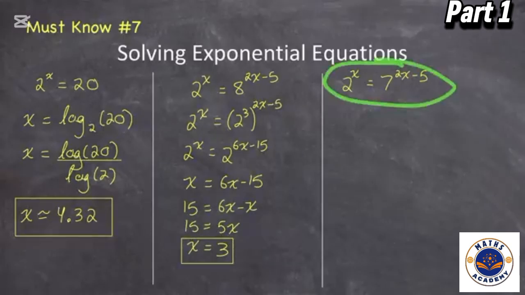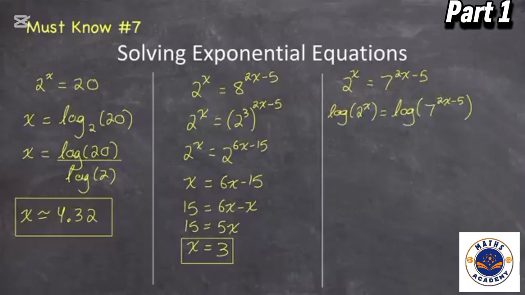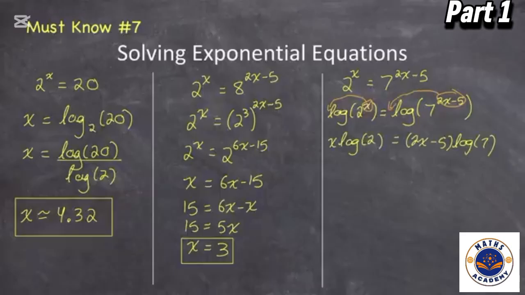And then the last exponential equation looks very similar to the middle one, where we have a power equal to a power, but it would not be easy to rewrite them with the same base. So what we do instead is we take the common logarithm of both sides, and then use the power rule of logarithms, which tells you you can take the exponents of the arguments and write them as the coefficients of the logarithms. On the right side of the equation, we can do 2x minus 5 times log 7 by multiplying log 7 by both the 2x and the negative 5.